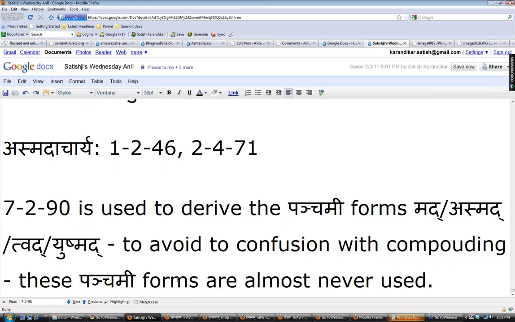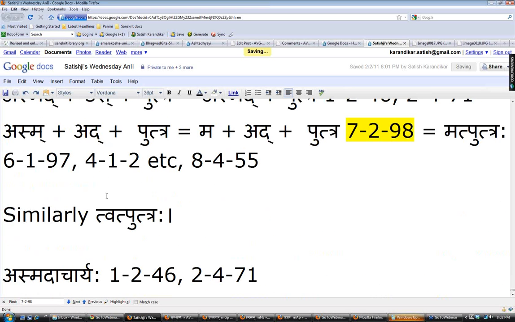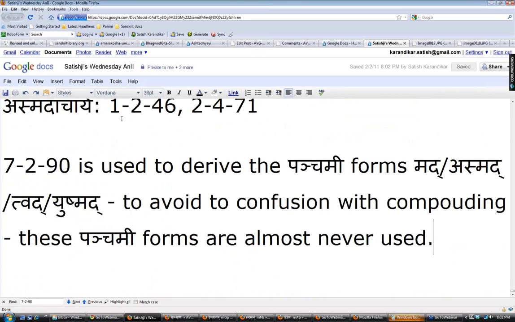Okay. So again, one more time, briefly, because Asmad Yushmad, the Pratipadikam itself, when they go into compounds, Asmad Yushmad will be the form. We also have a special sutram. If you have Ekavachane, it also makes Mat and Tvat, which are the same forms as the Panchami Ekavachanam. So regardless whether you have Ekavachanam, Dvivachanam, or Bahuvachanam, it will cause a confusion. That's what it is. Then what forms are used then? Let's look at the book.